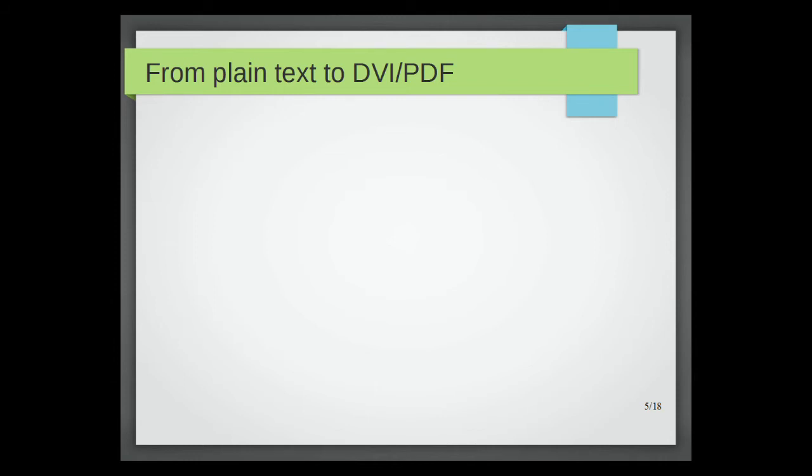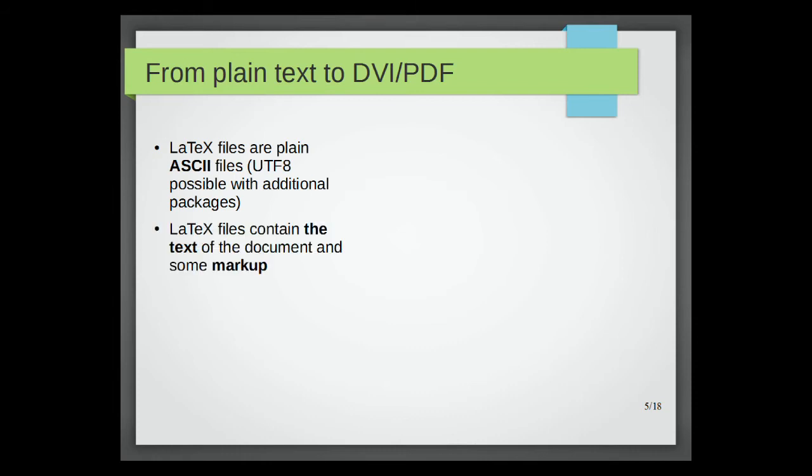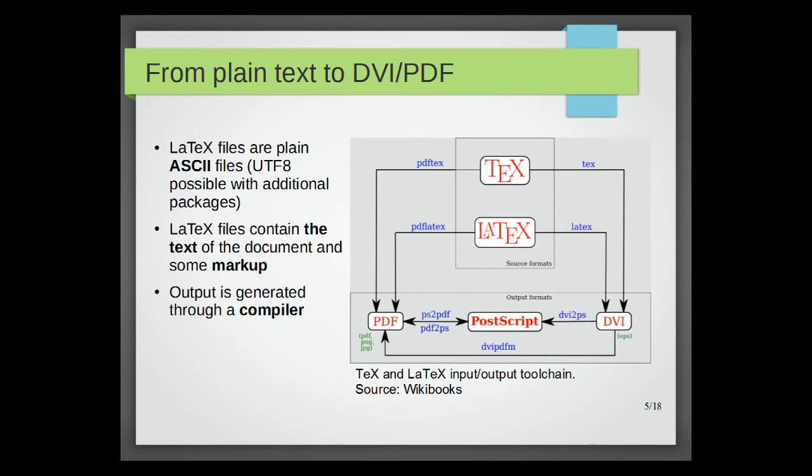One very interesting feature of LaTeX is that it takes plain ASCII files as input, although UTF-8 files are also viable via additional packages or a different compiler called XeTeX. And these text files contain the body of the document, the text that should appear in the document, and some markup. The output is generated by a compiler, and it can be in either DVI or PDF format. One problem that LaTeX compilers have is that errors may be cryptic, to say the least.